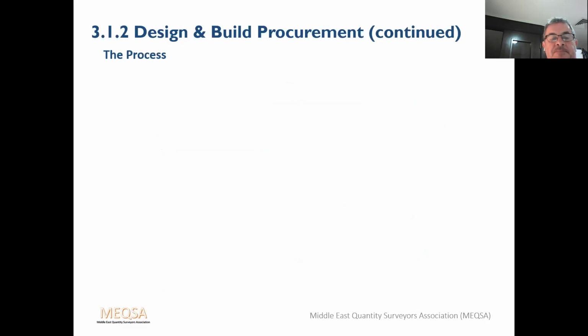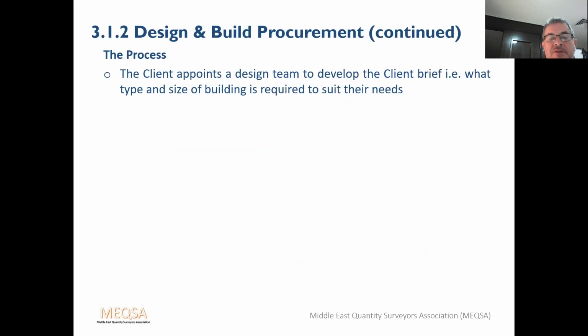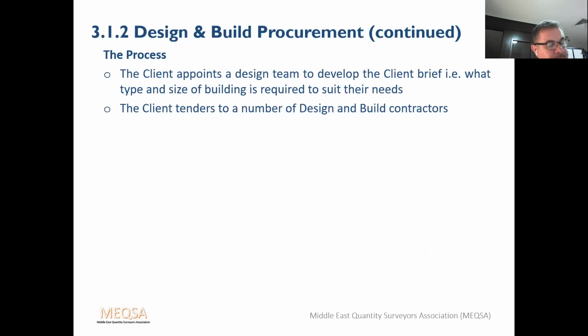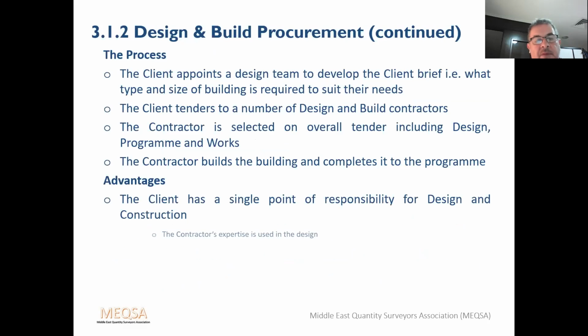The process. The client appoints a design team to develop the client brief, i.e. the type and size of the building that is required to suit their needs. The client tenders to a number of design and build contractors, and the contractor is selected on overall tender, which includes the design, the programme and the works. The contractor then builds the building and completes it to programme.